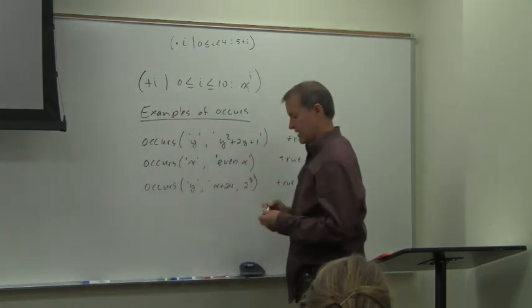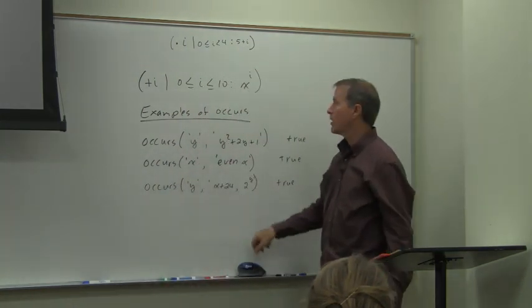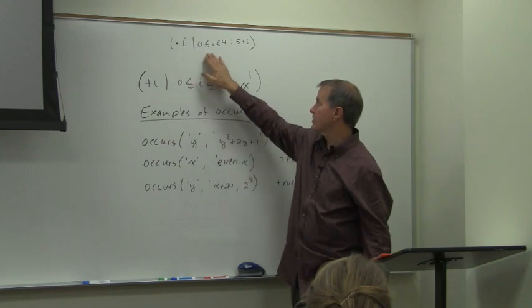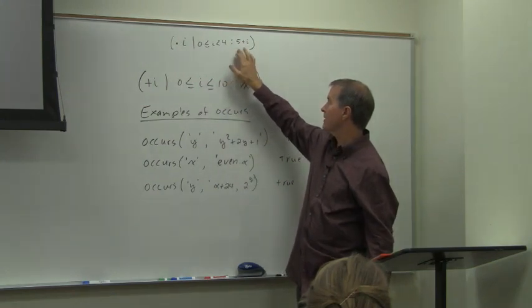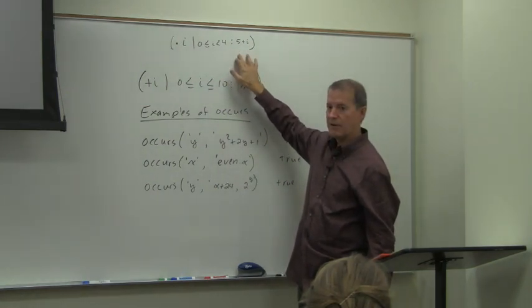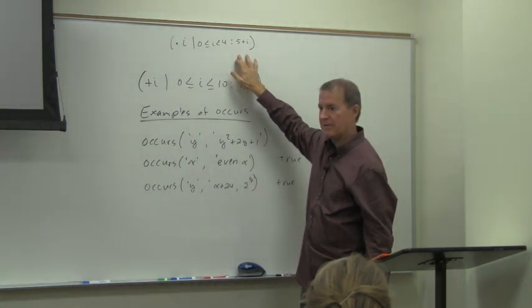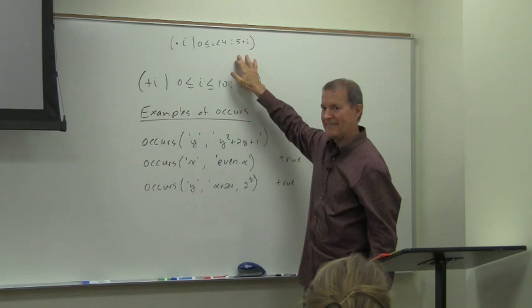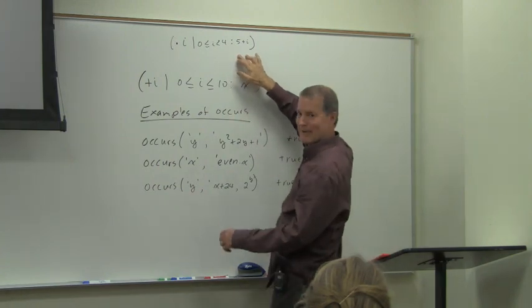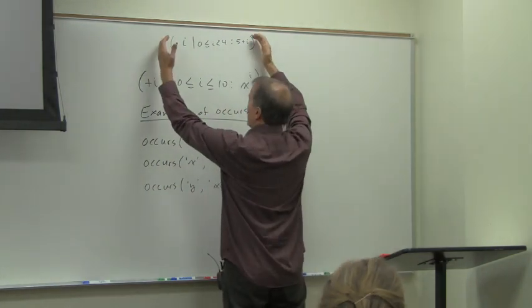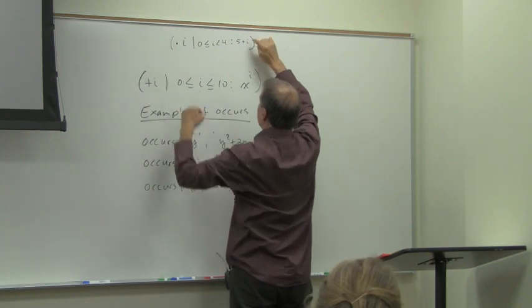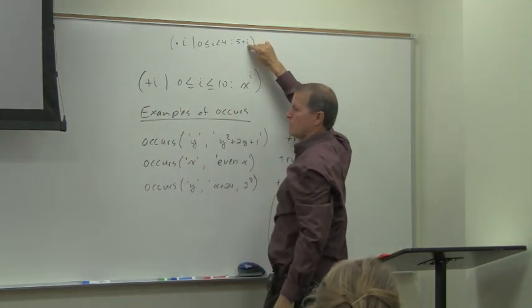Now let me ask you this. Here what we have is times I, 0 less than or equal to I less than 4, body 5 plus I. Are you with me? You're with me. Okay? So now, in this whole expression, is this I bound or free?